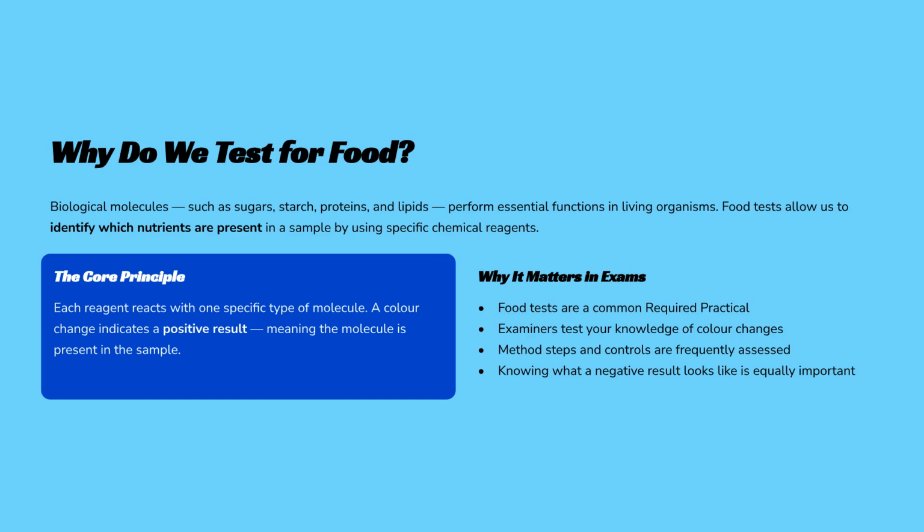Why do we test for food? By using specific chemical reagents, we can identify which nutrients are present in a sample. A positive result is indicated by a color change. Knowing these methods and potential negative results is essential for your exams.